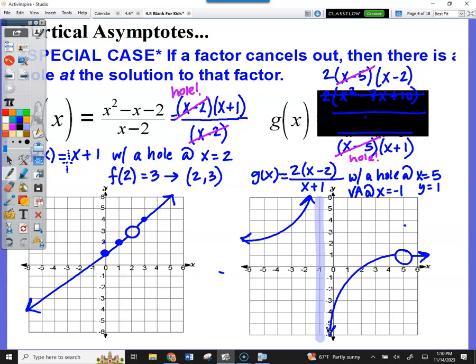For instance, looking back at this example right here, if I did not factor the top, I would have called x equals 2 a vertical asymptote when it's not. So you do have to keep that in the back, like put it in completely factored form, because then you can see the holes, and then what's left over is the vertical asymptote. In terms of domain, it's still skipping over those numbers. Doesn't matter if it's a hole or a vertical asymptote, it still skips over it.